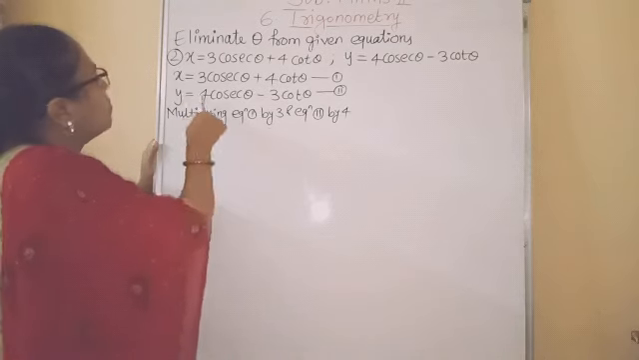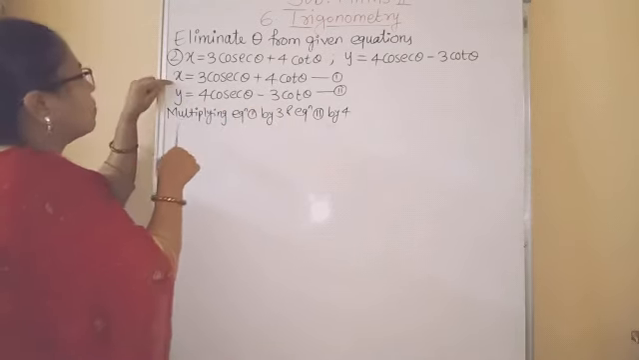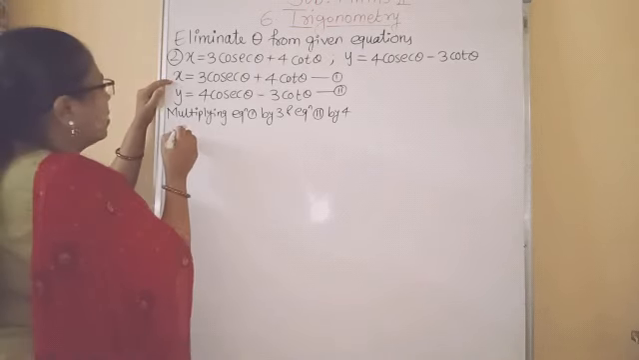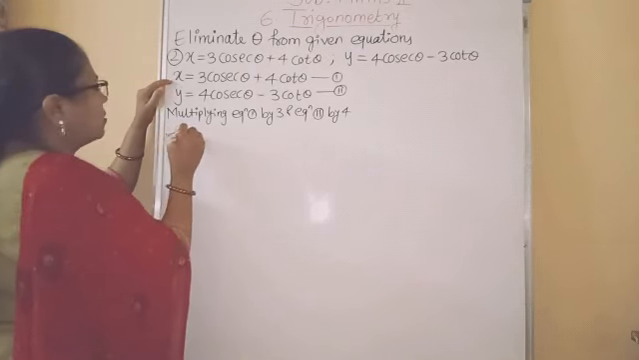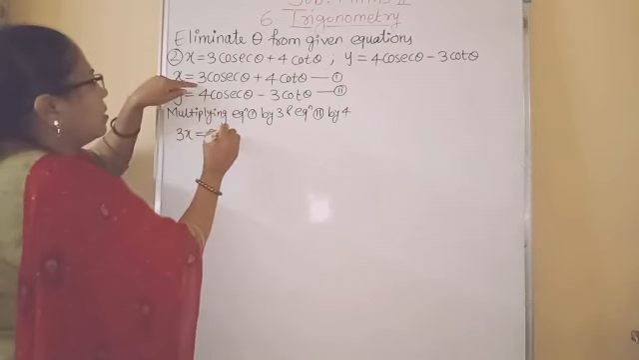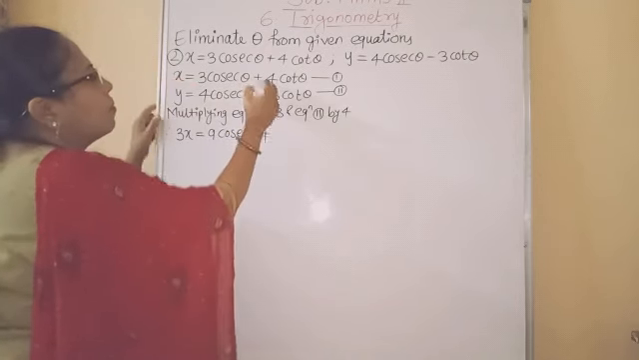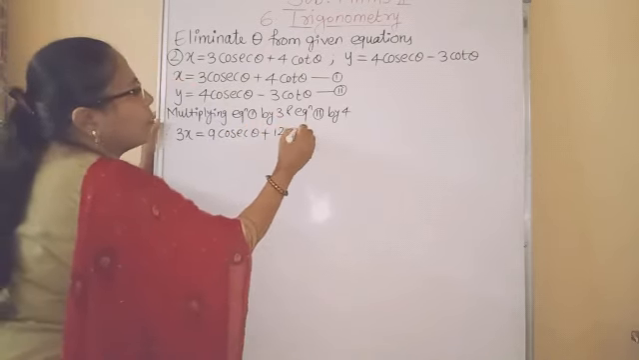Okay. So the first equation, the whole equation we will multiply by 3. The first term is x, so here we will get 3x equal to 3 3s are 9 cosec theta plus 4 3s are 12 cot theta.